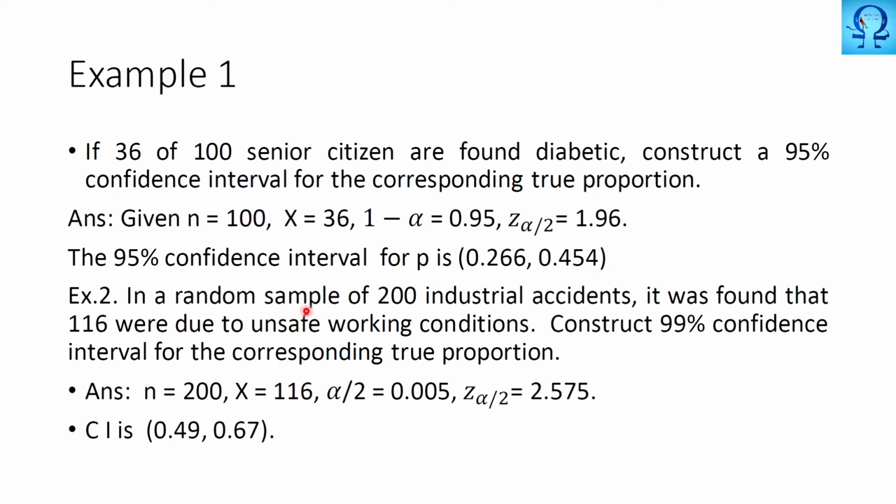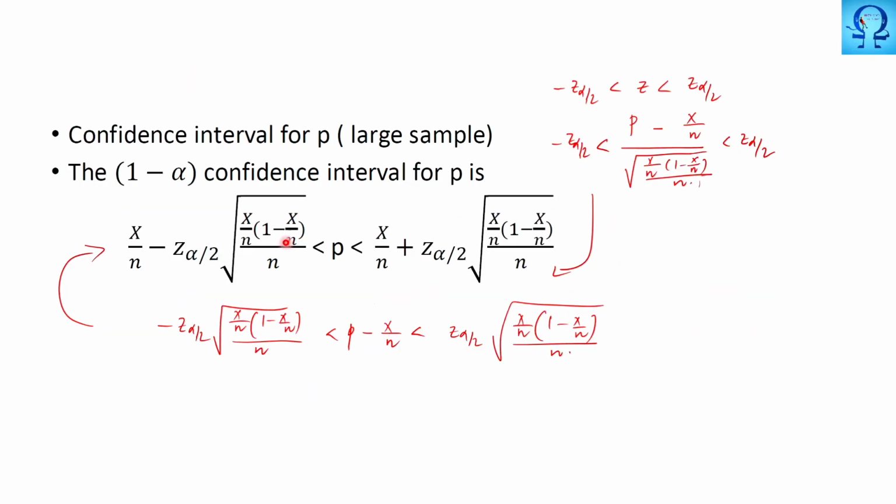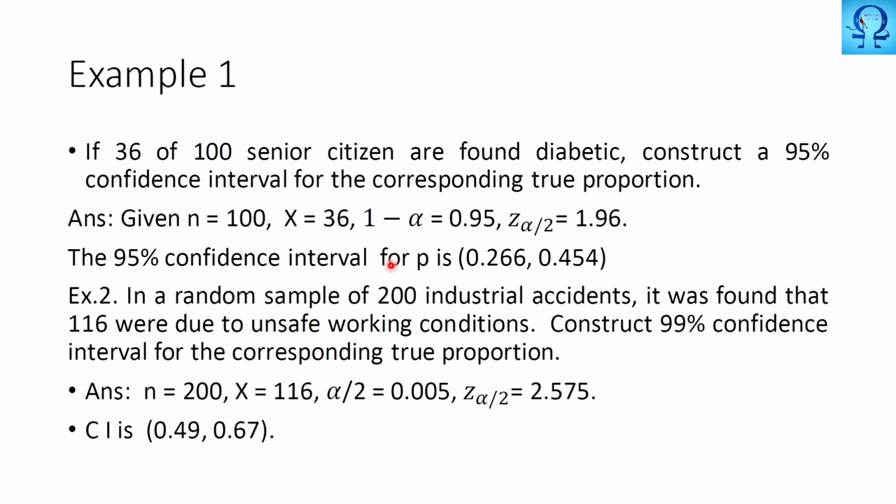Okay, in the second example, we are taking a random sample of 200 industrial accidents, out of which it was found that 116 were due to unsafe working conditions. Here, the attribute that we are interested in is unsafe working conditions, and we are asked to construct the 99% confidence interval. If we just substitute all the values into the expression for finding the confidence interval, we get the confidence interval like this.